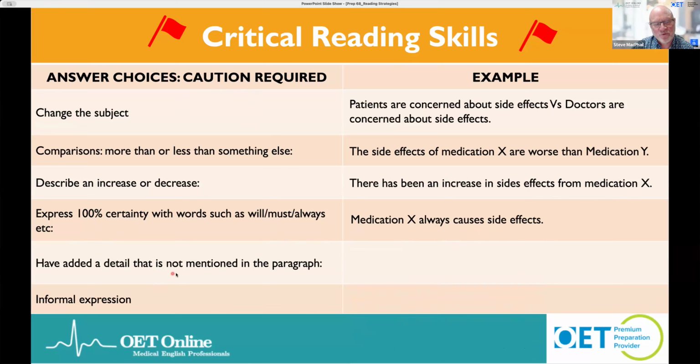Watch out for answer choices that have an extra detail that's not mentioned in the paragraph. Medication X is very effective. That might be mentioned. That part of the answer choice might be correct. But then "at relieving lower back pain," that might be the not-given element. It's very common again. Half of the answer choice is right, but the other half is wrong. So they're testing your ability to read carefully.